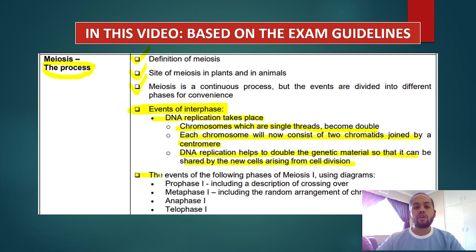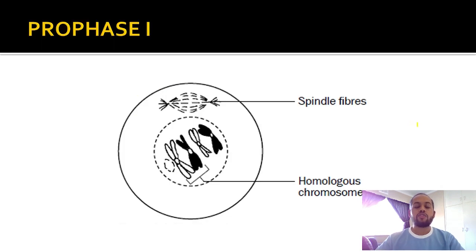We can now move on to describing the events of the following phases of meiosis I. We will speak about prophase I, metaphase I, anaphase I, as well as telophase I. So please pay attention carefully because this is extremely important. Your understanding of these phases will form your basis of being able to answer any exam type question. So if we have to start with meiosis I, we'll firstly speak about prophase I.